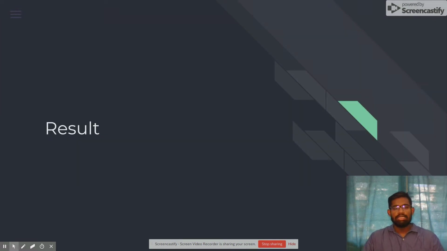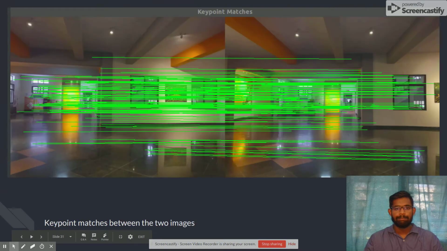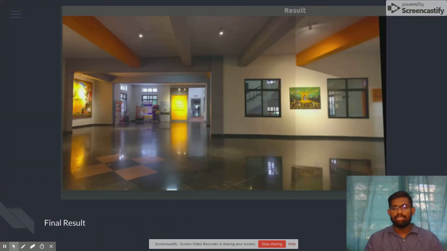So these are the results. These are the two images of CIE. As you can see, in the left image the painting is not visible. In this image, it is visible. Using the SIFT algorithm, we find the key point matches, which are described here with the green lines. And this is the final result that we get. There is a visible seam due to the points mentioned earlier by Pulkit, but we will work to make sure that this does not occur in the final product.